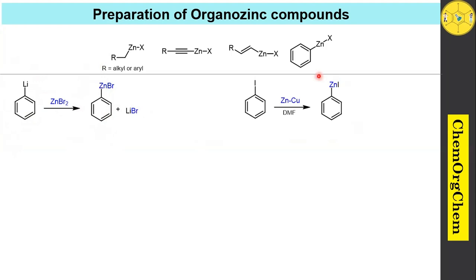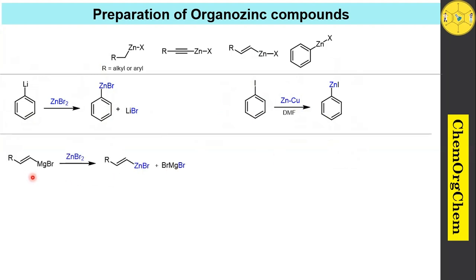So this is another method. When you take the organohalide and treat it with zinc-copper couple, it readily produces the corresponding organozinc reagent. So this is another method.